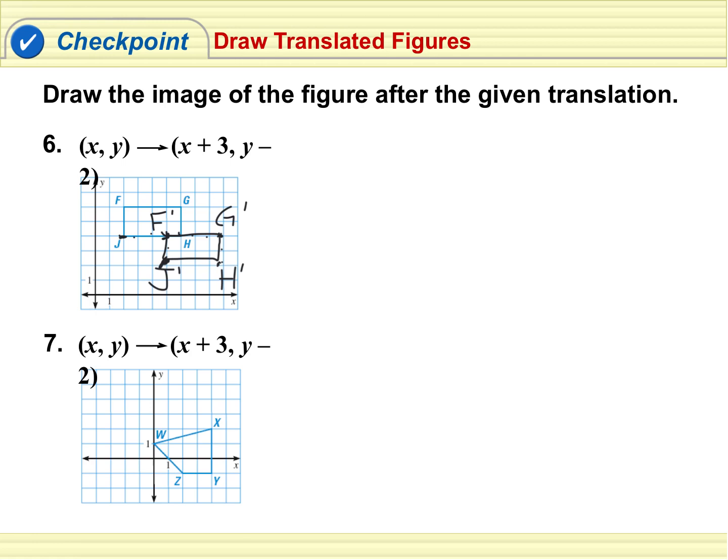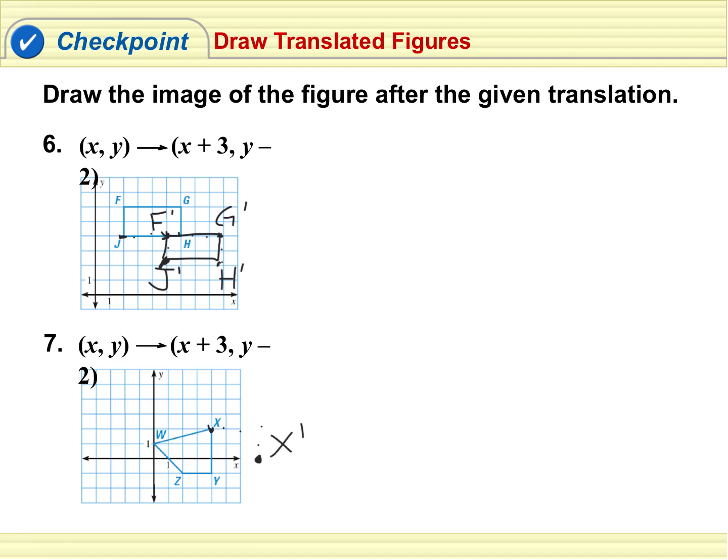All right, go ahead and try number 7. X plus 3 and Y minus 2. So I'm going to start at X. Okay, you can start anywhere. I'm just going to pick X. What does X plus 3 mean? To the right. Right 3. 1, 2, 3. What does Y minus 2 mean? Down 2. 1, 2. So how do I notate this?